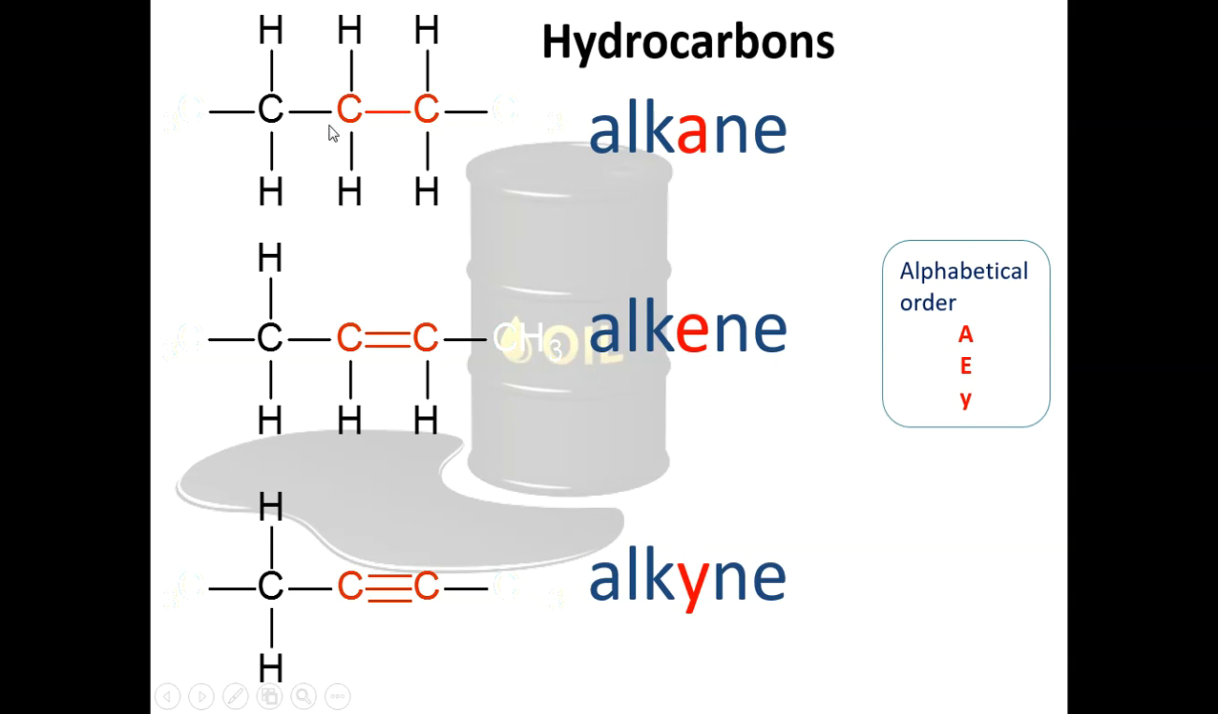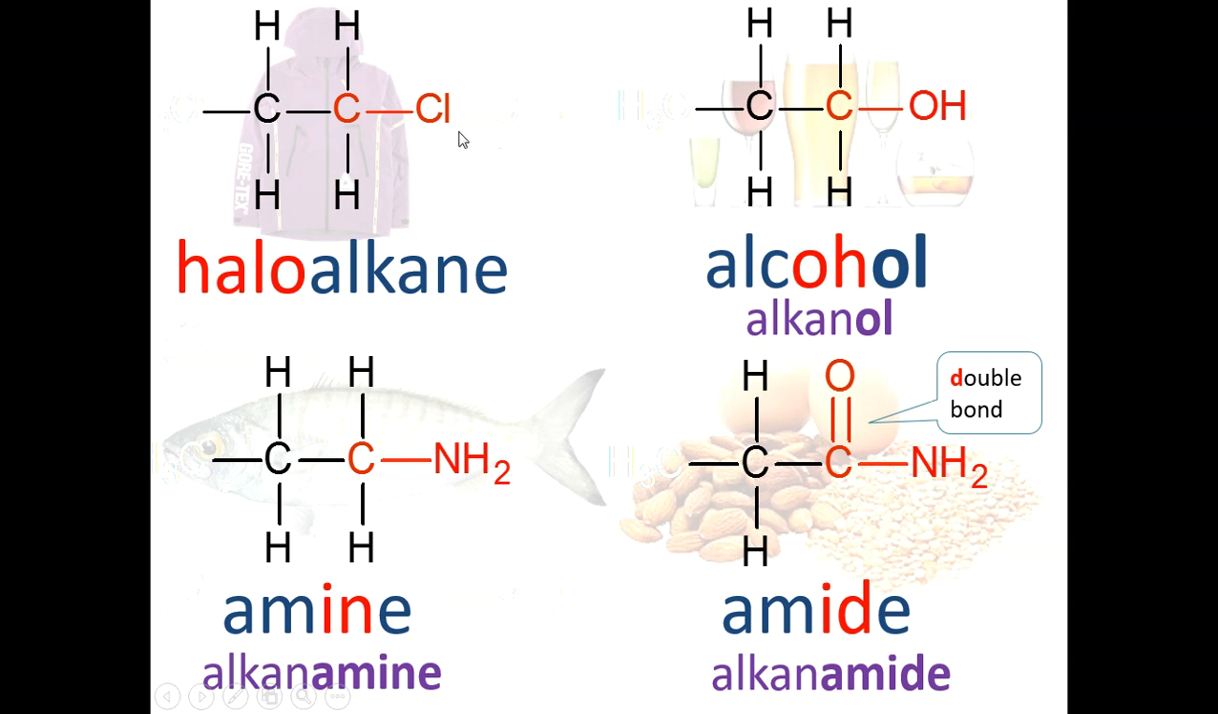A at the top of the alphabet has only carbon-carbon single bonds. Y at the bottom of the alphabet has carbon-carbon triple bonds. And E in the middle, or more or less in the middle, has the carbon-carbon double bonds. If I replace one of those hydrogens with a halogen, so that's a group 17 element: fluorine, chlorine, bromine, iodine, then I have a haloalkane.